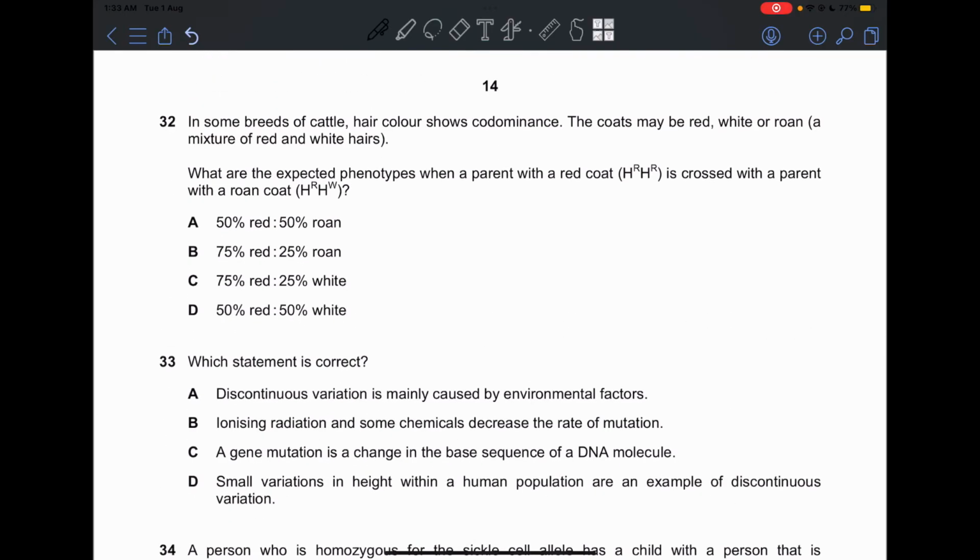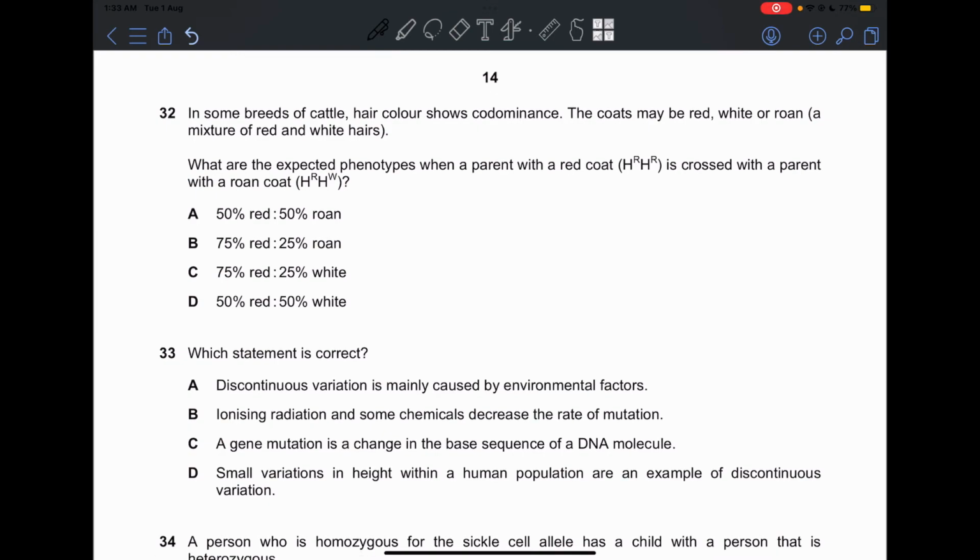32. In some breeds of cattle, hair color shows codominance. The coats may be red, white, or roan, a mixture of red and white hairs. What are the expected phenotypes when a parent with red coat is crossed with a parent with a brown coat? Now over here we have to do a cross. You can do it in two ways. I'm going to be doing it with a Punnett square right now.